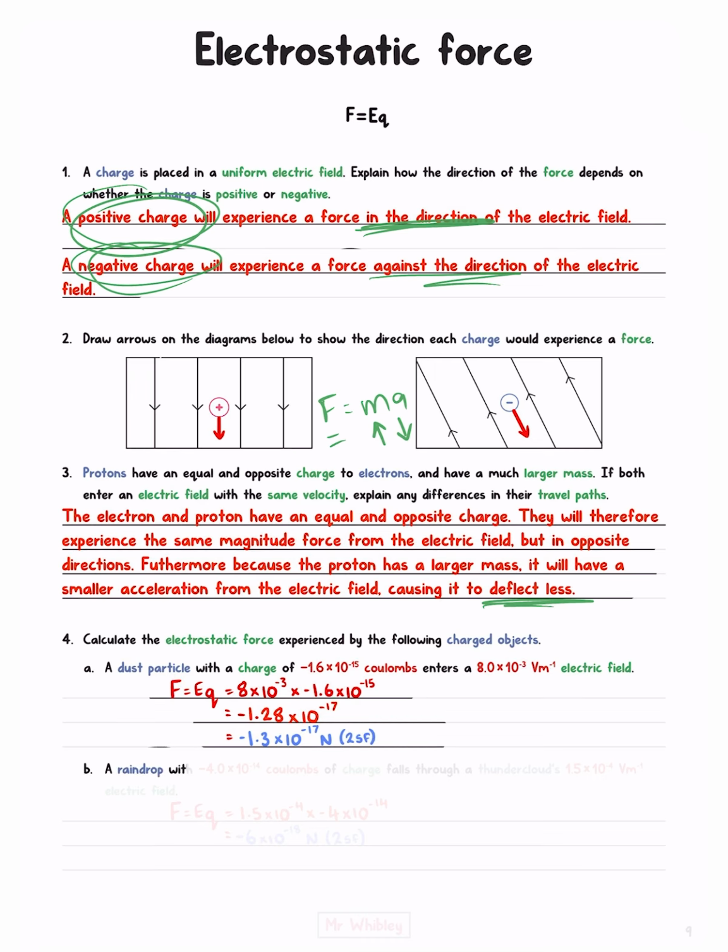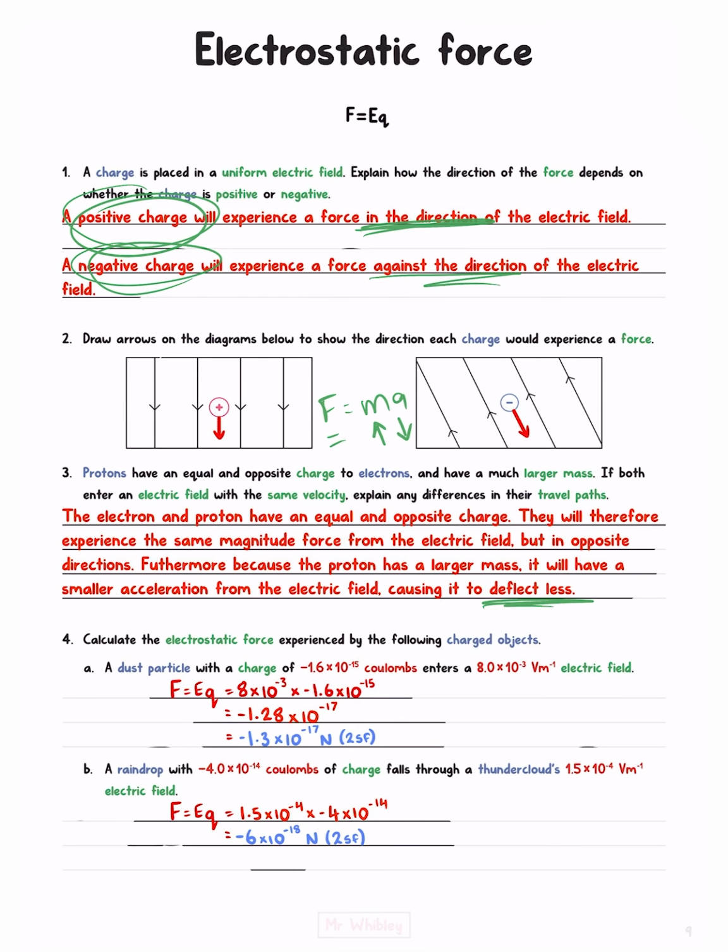A raindrop with -4 times 10 to the minus 14 coulombs of charge falls through a thundercloud's 1.5 times 10 to the minus 4 volts per meter electric field. Once again, using our force equation, putting our electric field and our charge in gives us -6 times 10 to the minus 18 newtons to two significant figures.